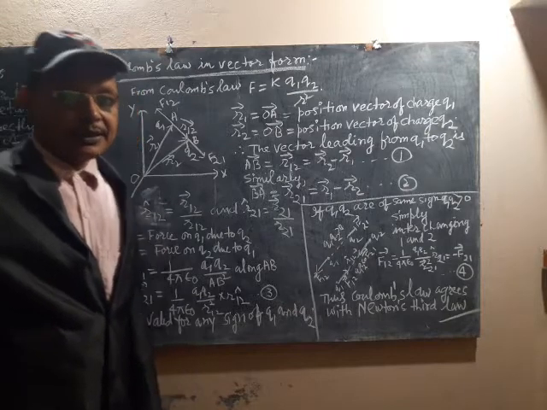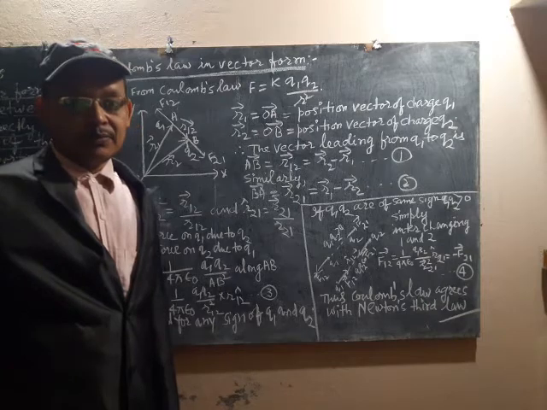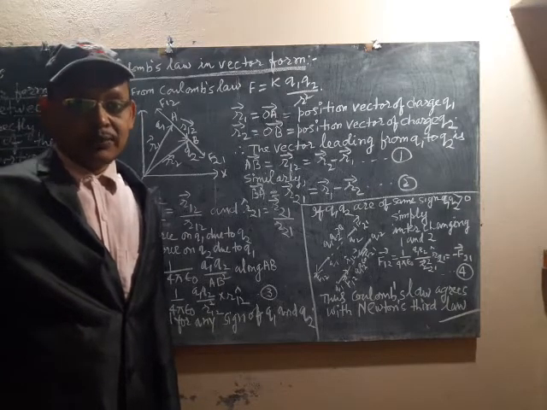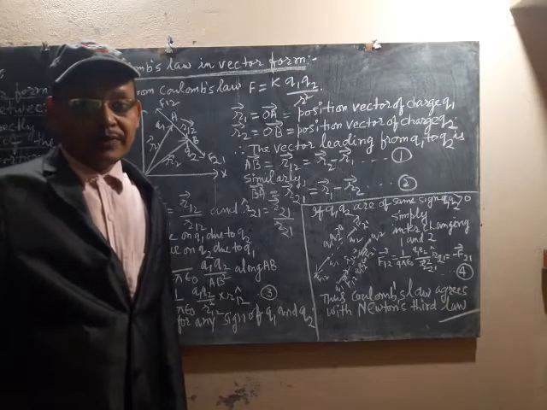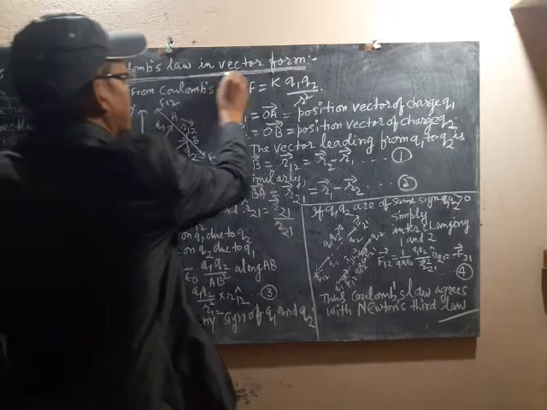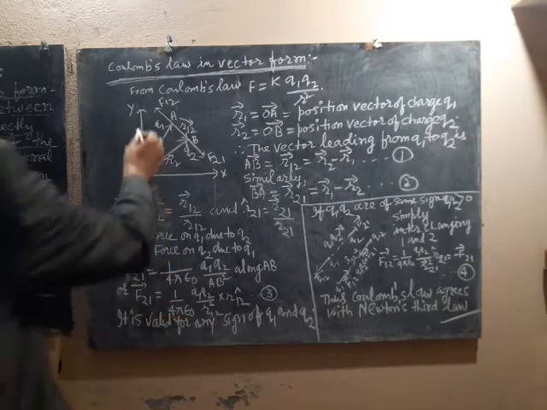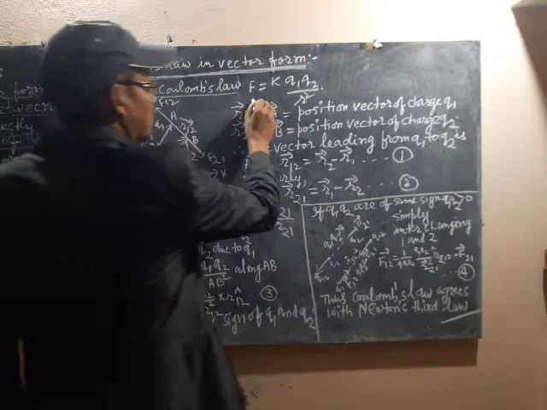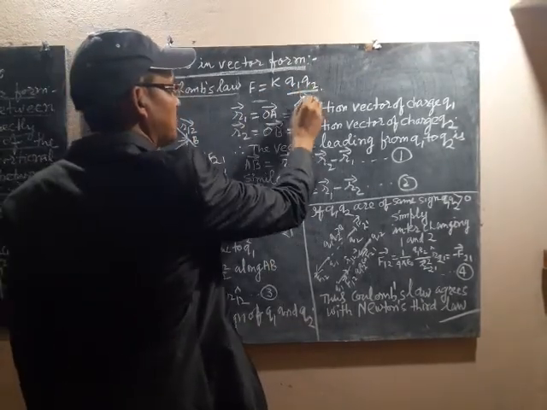Here in this case you should know a scalar has only magnitude, while in case of a vector there is not only magnitude but also direction. Try to understand Coulomb's law in vector form. In vector form there is not only magnitude but also direction. From Coulomb's law, you now know F is equal to K Q1 Q2 by R square.